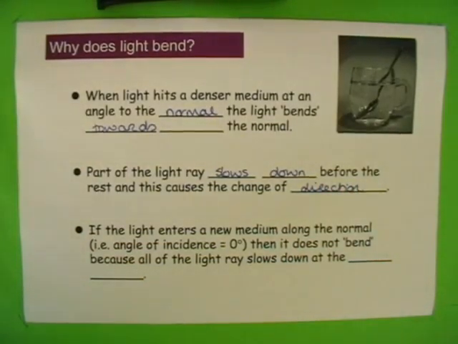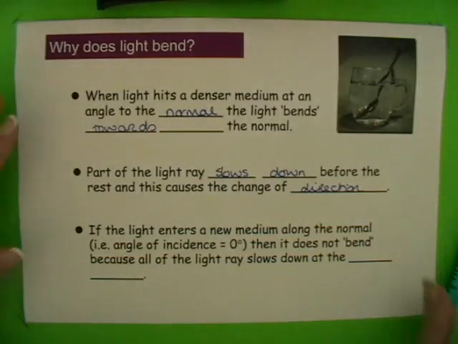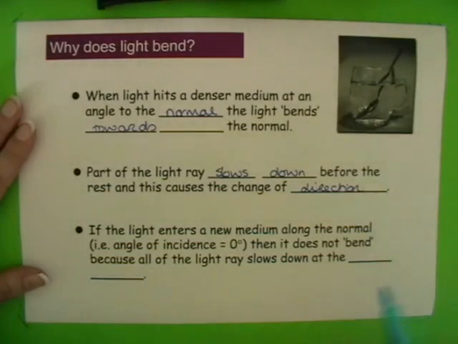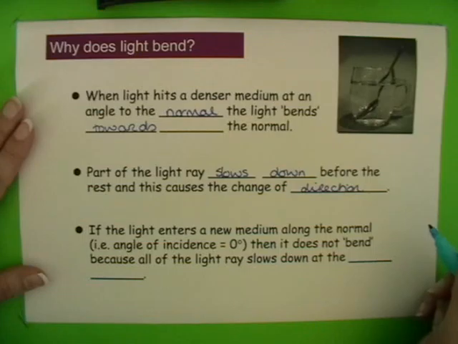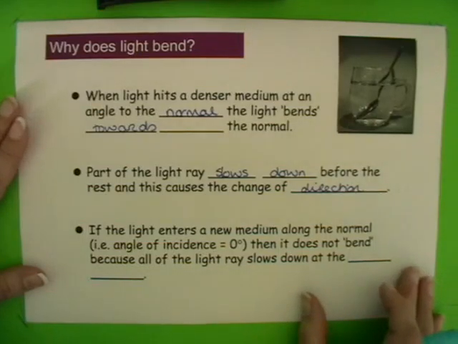So the light ray is coming from a less dense into a more dense material or medium, and this causes it then to slow down because it finds it's more difficult to pass through it. So part of the light ray slows down first, the rest of it then follows, so this causes a change of direction.